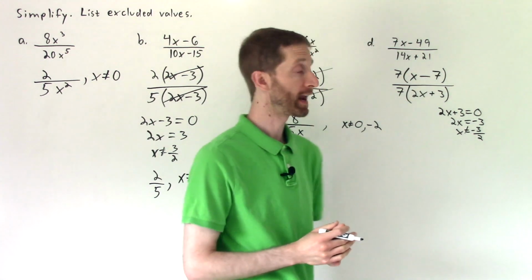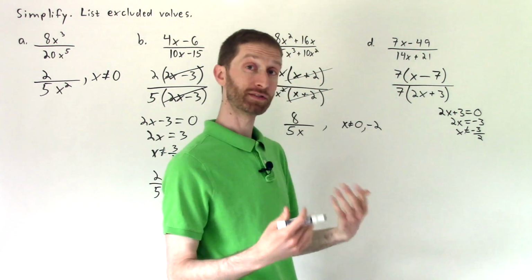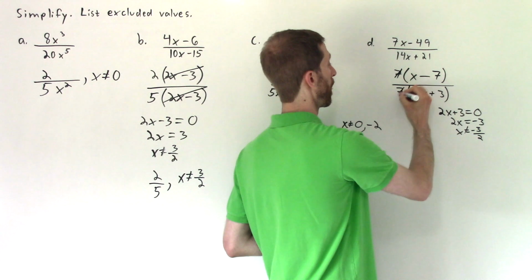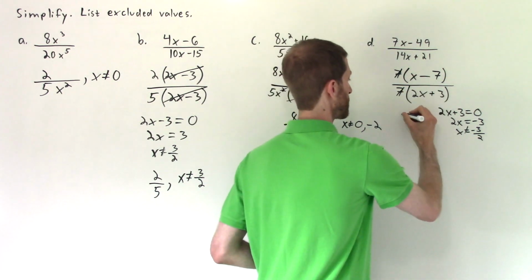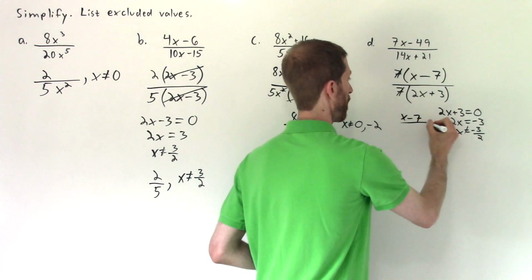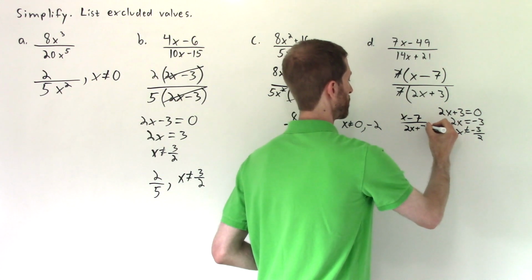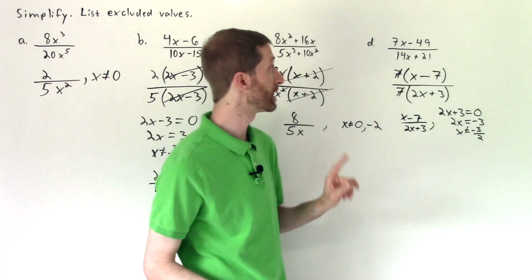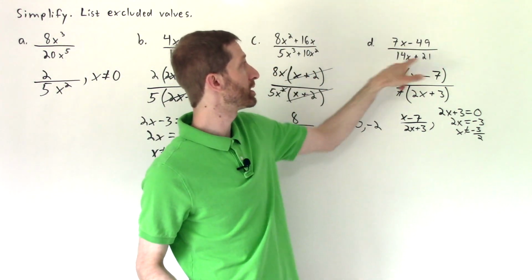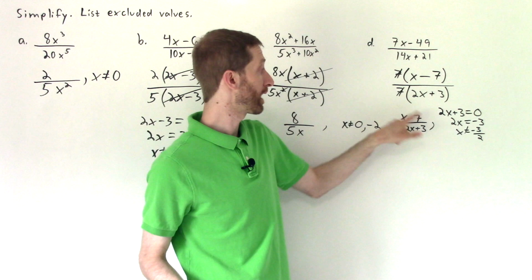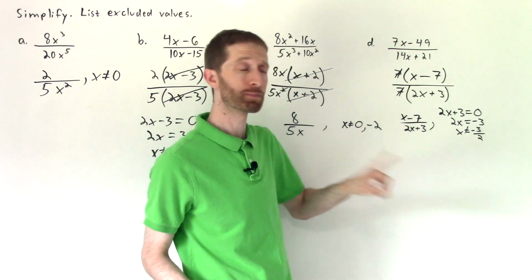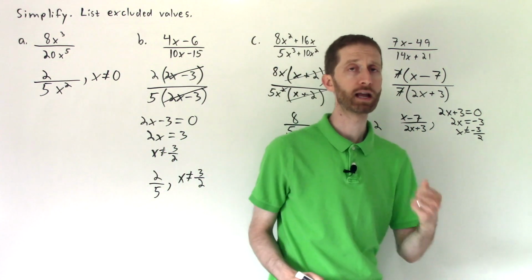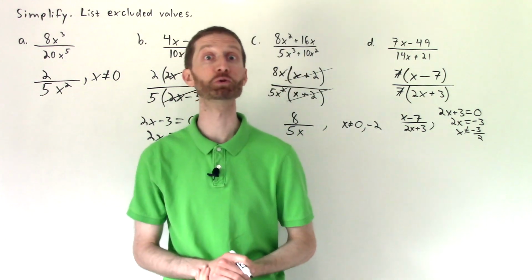Now we can go ahead and divide out. We notice we have common factors of 7. 7 divided by 7 is 1. And we're left with x minus 7 over 2x plus 3, but x cannot equal -3/2, meaning we could plug in any number we want into this. It will simplify down to that expression. You could use those numbers, but you cannot plug in -3/2. That's your restriction, your exclusion.